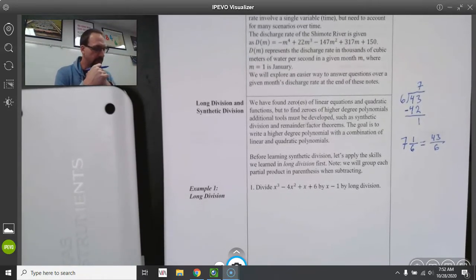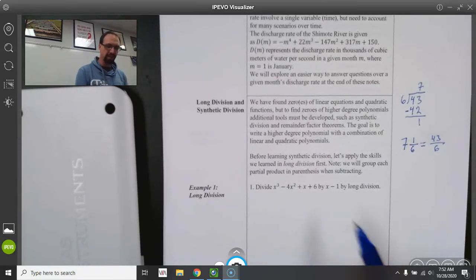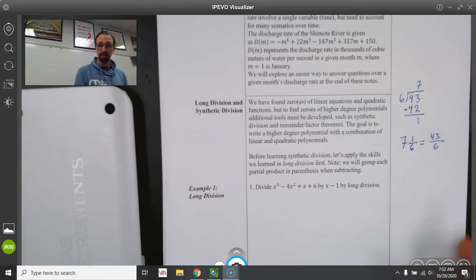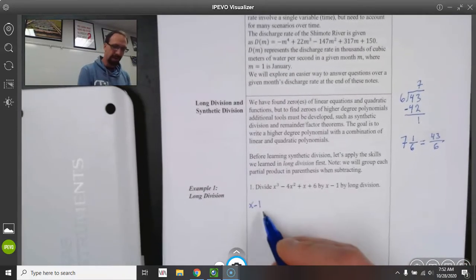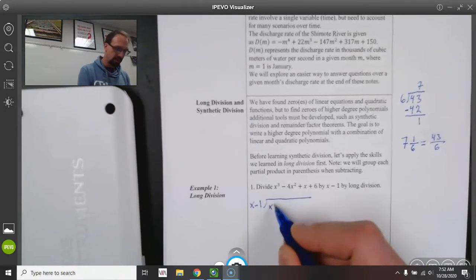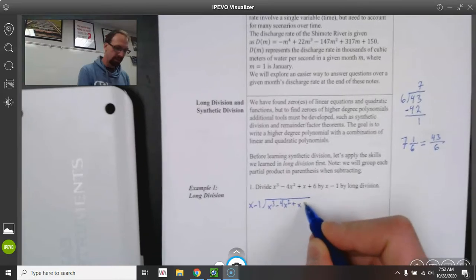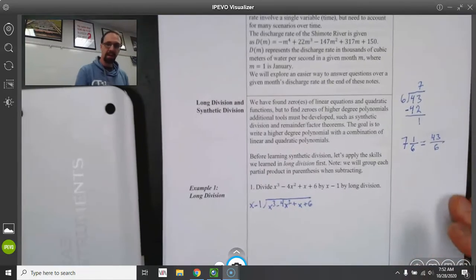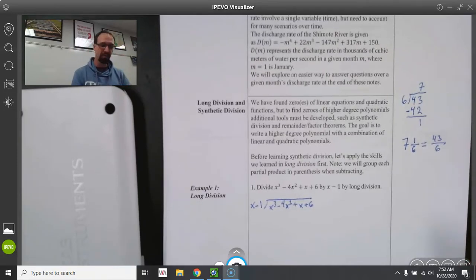So for this particular one, we're going to do long division first, and we're going to divide x cubed minus 4x squared plus x plus 6 by x minus 1 using long division. Using long division, we put x minus 1 over here to the left, and then it's going into x cubed minus 4x squared plus x, and then plus 6. So what's happening is we're going to line everything up vertically in the same degree power exponent.